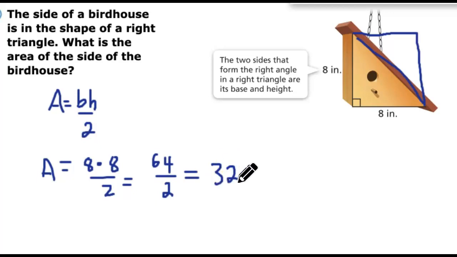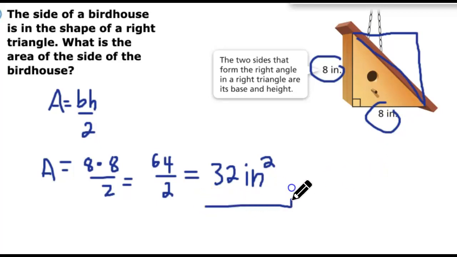We always have to remember the units of measure that we have, or else we'll get points off when we do the test. So inches and inches, since we're doing square units, so we are doing square inches. It's just like 8 inches times 8 inches. So inches and inches is square inch. Alright? So our answer is 32 square units, or inches in this case. Let's try one more example.